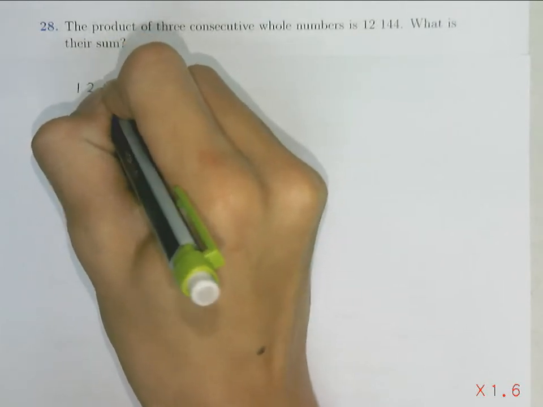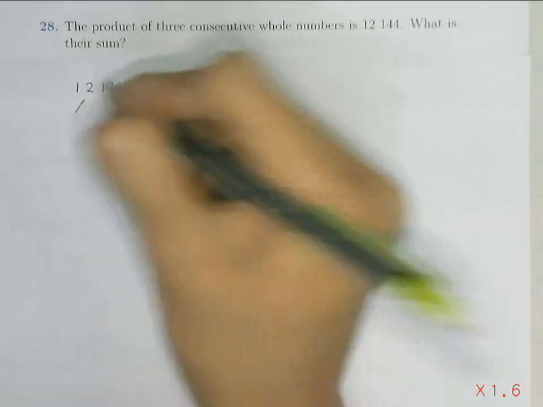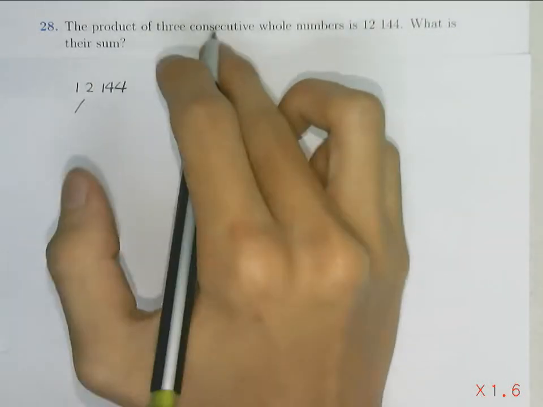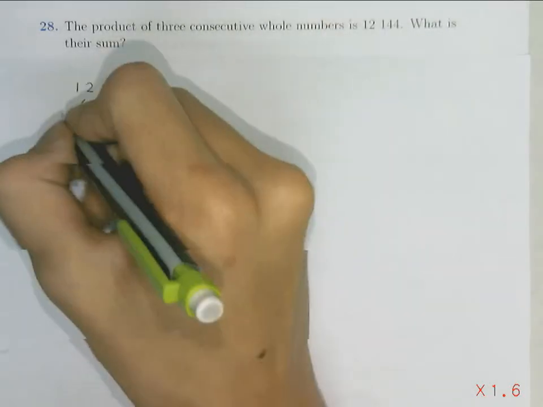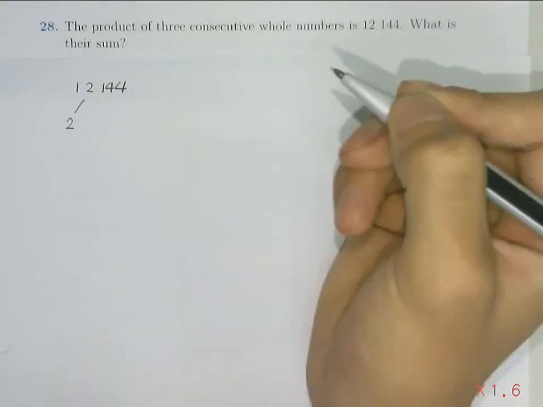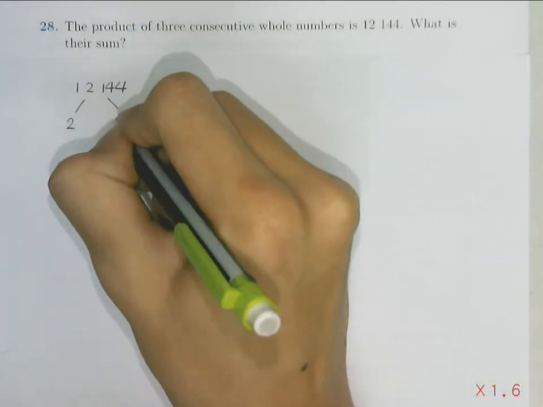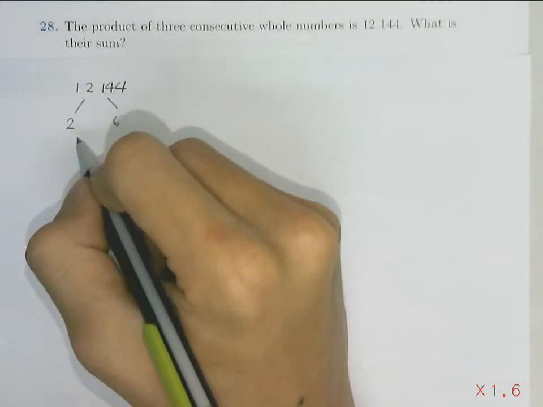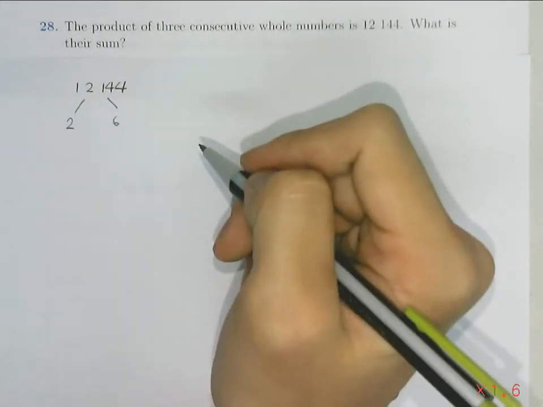using prime number factorization, so that we can see how many factors can be used to form these three consecutive numbers. So we start from the smallest prime number, 2. Now you just need to keep dividing until you cannot divide by 2 anymore. Then you move on to the next prime number, which is 3.